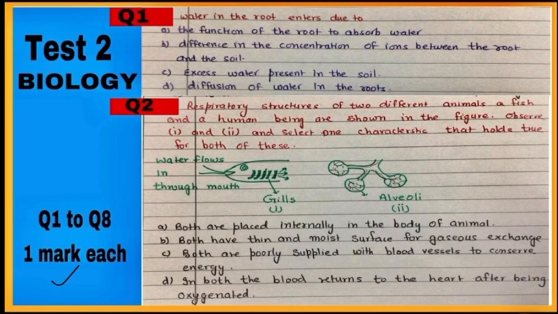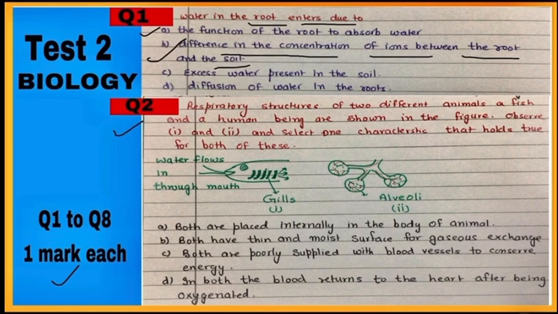Question 1. Water in the roots enters due to... At the roots, cells in contact with soil take up ions, and this creates a difference in the concentration of ions between the roots and the soil, and water enters the root to eliminate this difference. So the correct option is B.